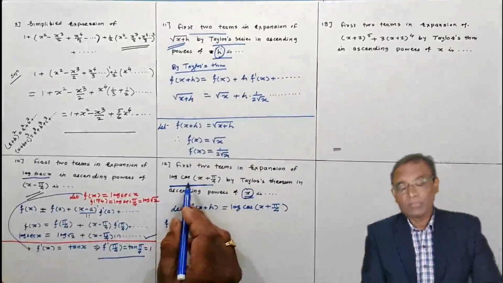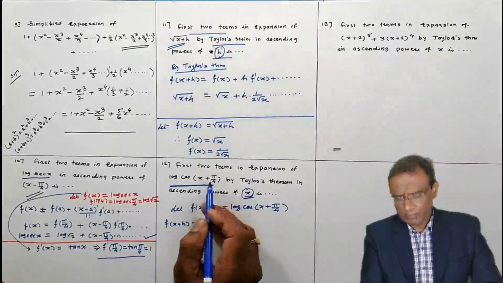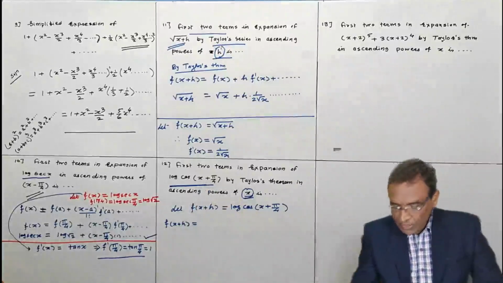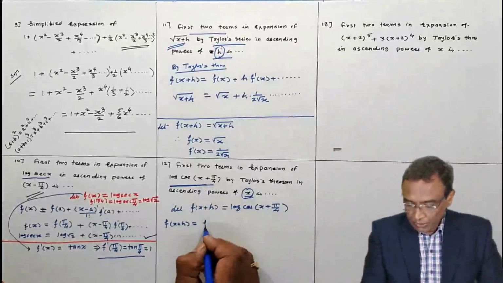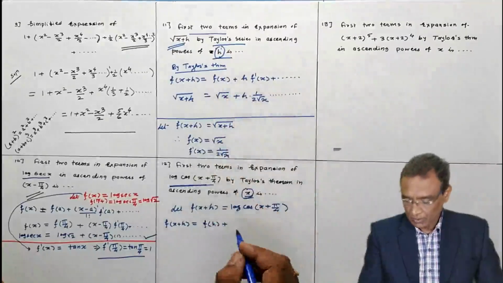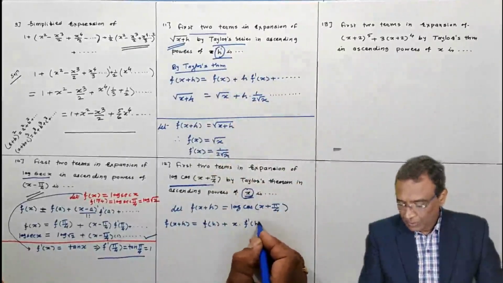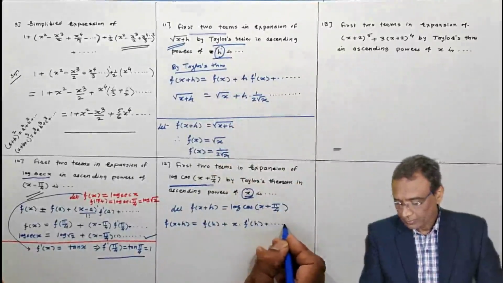Yes, why did I equate this with f of x plus h? Because we have x plus h factor. h is pi by 4. In ascending powers of x now, how do you write? f of h, replace x by h now, plus x into f dash of h plus and so on.